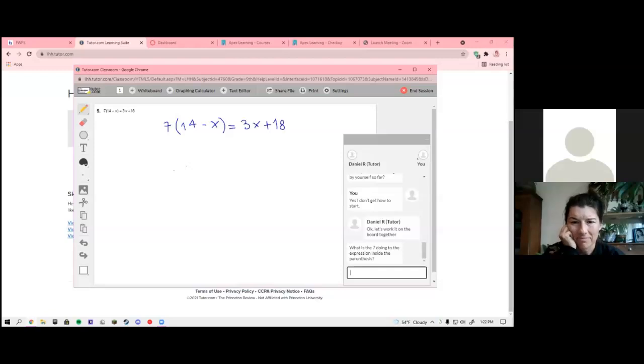What is the 7 doing to this expression inside the parentheses? I believe it's multiplying, isn't it? Good. It's multiplying, but I feel like I should say what it's multiplying. It's multiplying the 14, isn't it? Or is it dividing? It's multiplying. Okay, and so notice it's touching that whole set of parentheses, so it's multiplying everything inside. That response is multiplying, great. Go ahead and just put that in. Good.